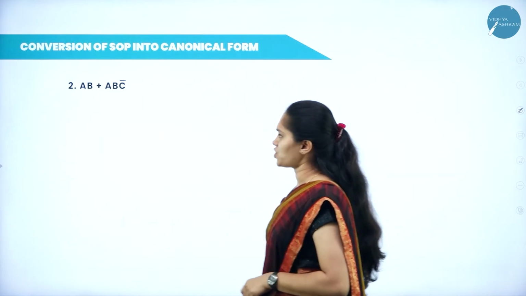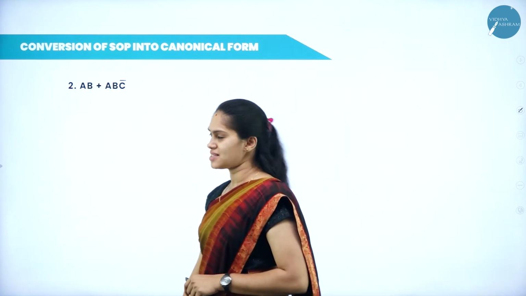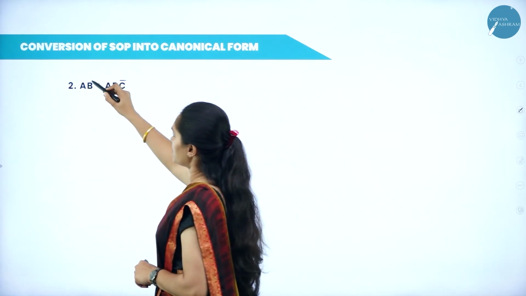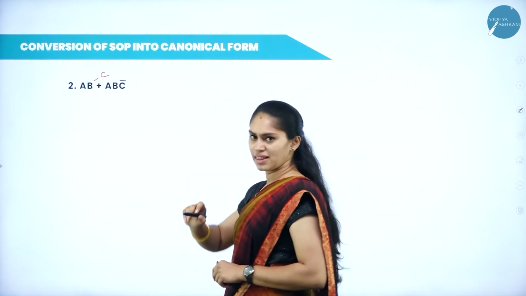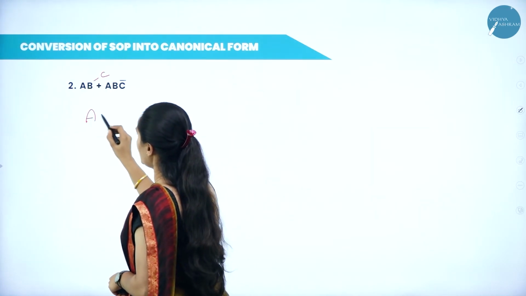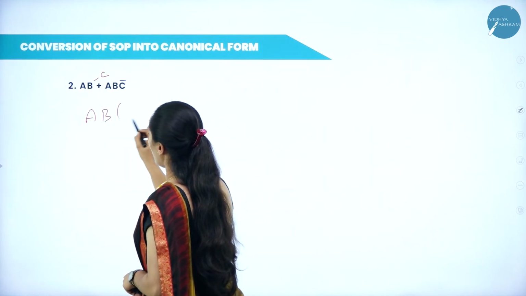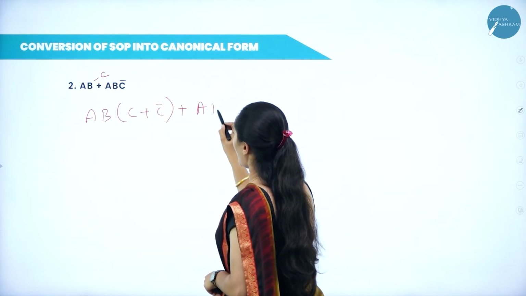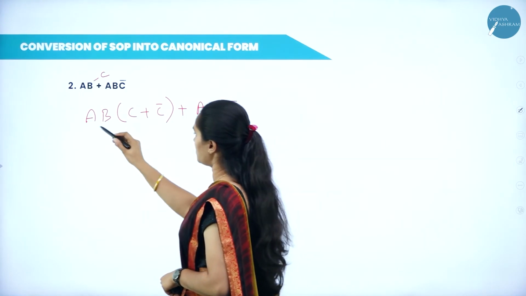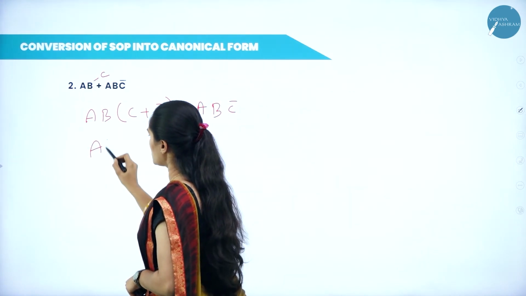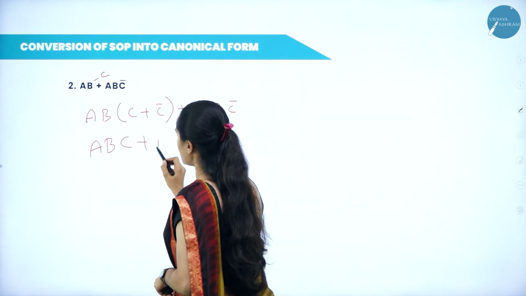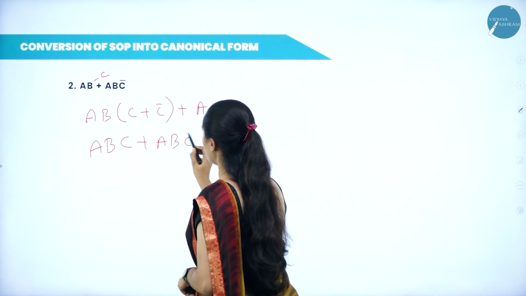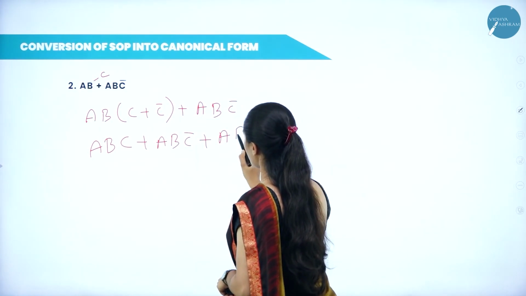We'll see the next question, AB plus AB C bar. How are we going to do that? First, I need to find the missing variable, that is C here. So it will be AB of C plus C bar, and the remaining variables will be as they are here. So I need to multiply this with this value. So ABC plus ABC bar, then ABC bar.